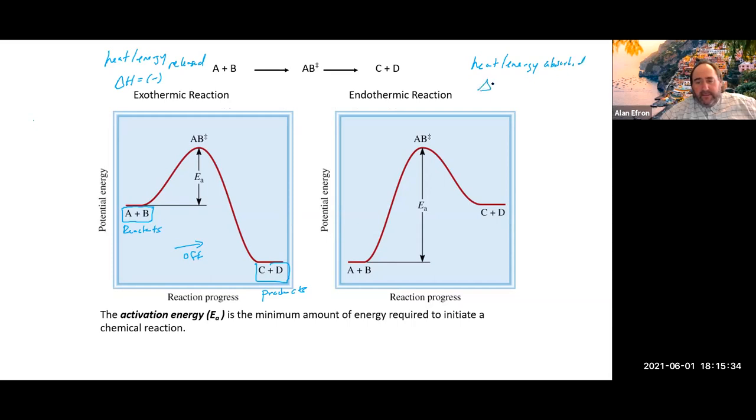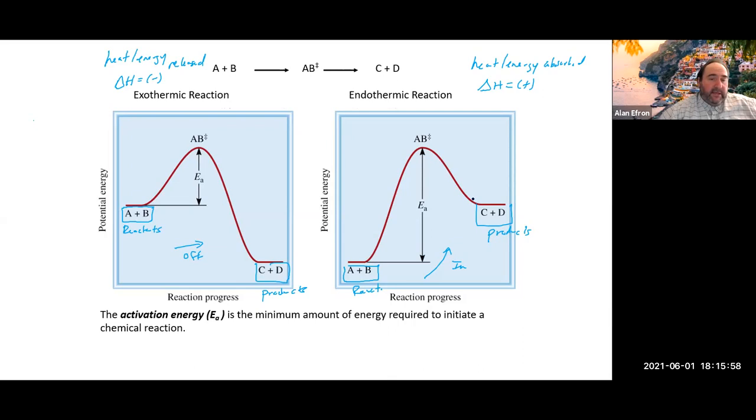Also means that the delta H value is usually a positive value. And how do I know the difference there? Well, we see the exact opposite here. The reactants are lower in energy than the products, which means in order to get ourselves up there, we've got to put energy in to get ourselves up there as well.